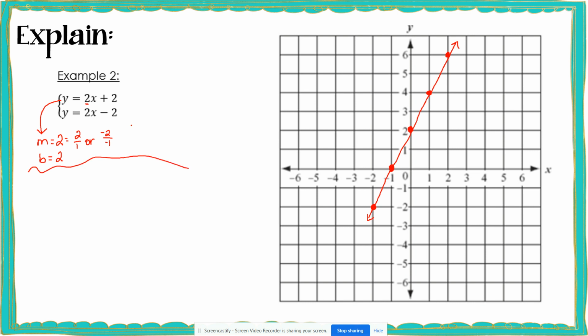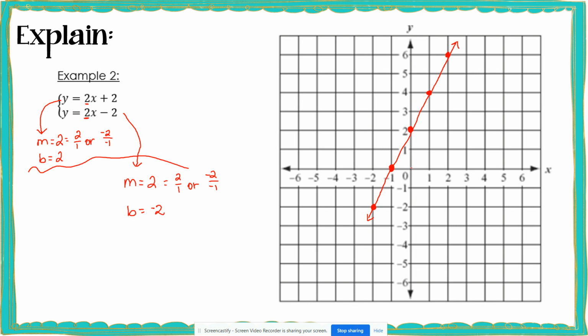Well, my next line is y equals 2x minus 2. So in this one, I have a slope that is 2 because that's my coefficient on x. So you see that we have the same slope here. So we have 2 over 1 or -2 over -1. But the y-intercept is different, so we know we have a different line because the y-intercept is not +2 like it was in the first one, but actually -2.